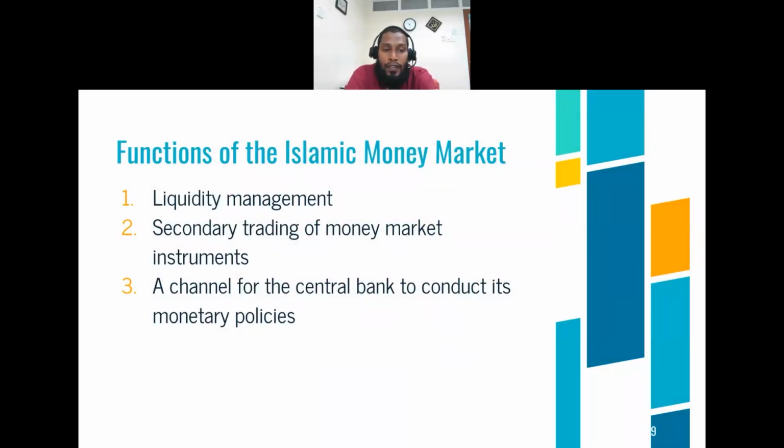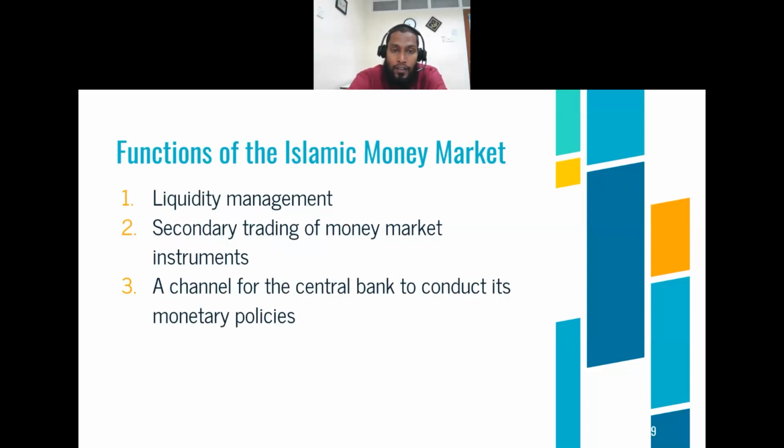So there are three main functions of the Islamic money market. They exist to cater to three important jobs. The first is liquidity management for financial institutions as well as the government and others. If any Islamic bank runs out of cash, they can go to the money market and immediately borrow cash based on the contract used.